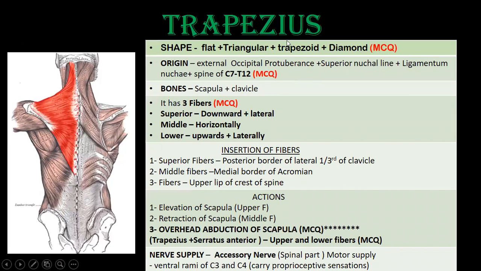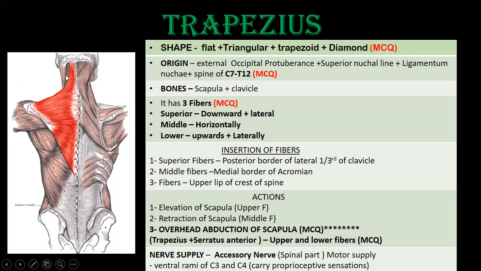Moving forward, let's first discuss the trapezius muscle. As the name suggests, trapezius is somewhat trapezoid in shape, right? So the trapezius muscle is flat and triangular. Why do we call it triangular? Because we are seeing only the half portion. We also call it a diamond muscle. In the examination, the examiner usually asks to mention the muscle which is diamond shaped. The answer will be trapezius muscle. So do not forget the nickname of trapezius, the diamond muscle.